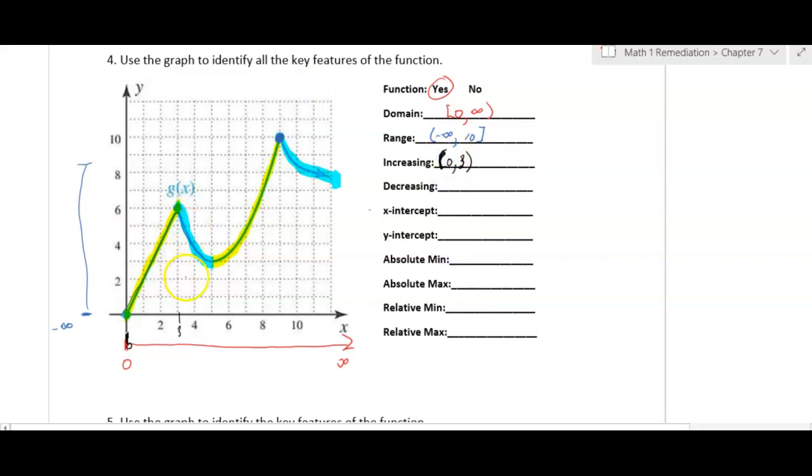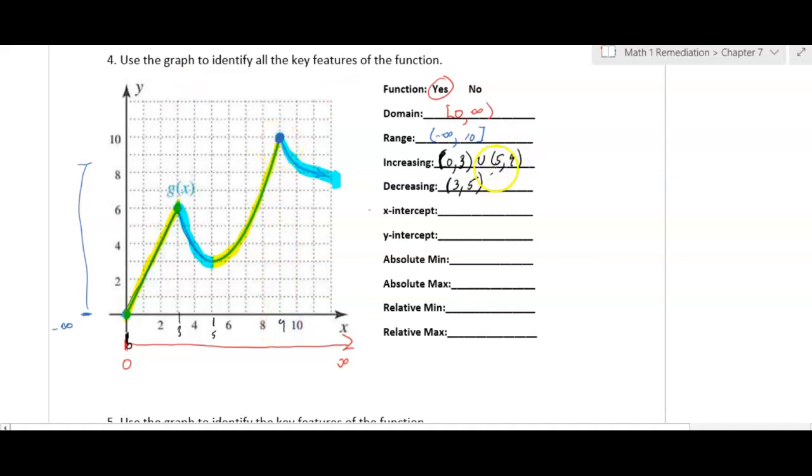Now, at 3, it turns a corner, and it starts decreasing at an x value of 3, all the way up until an x value of 5. Then it hits that turning point and starts going up again. So we're going to say the increasing union starts going back up again at 5. It continues going up all the way to an x value of 9.